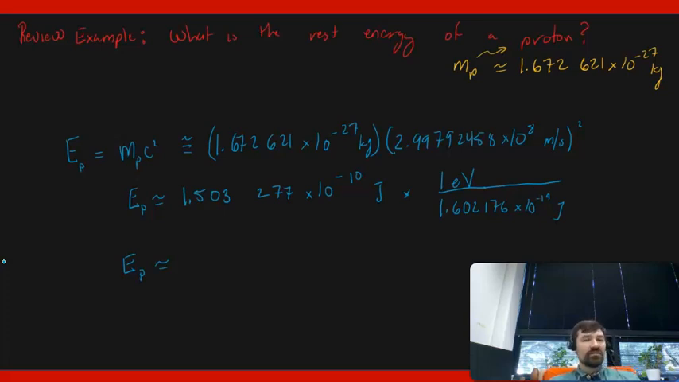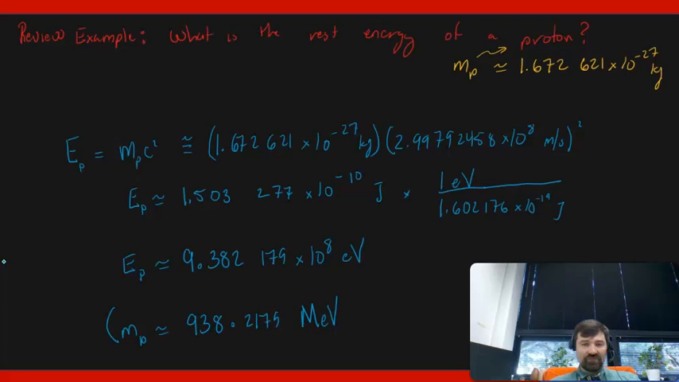and that would get us our rest energy in these eV units. So for a proton, this ends up being about 9.382179 times 10 to the 8 eV. Put differently, that also means that the mass of a proton is approximately 938.2179 mega electron volts per c squared in our same unit system.